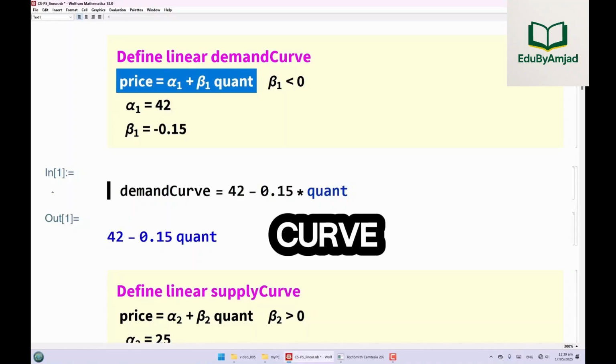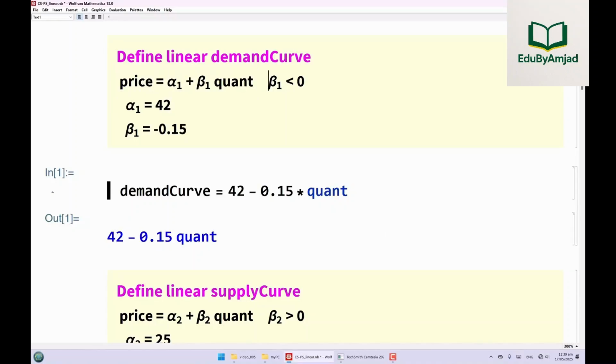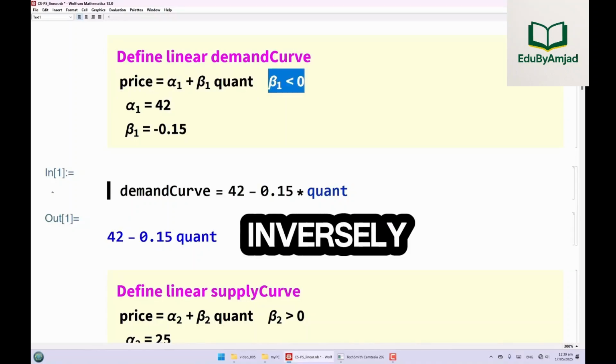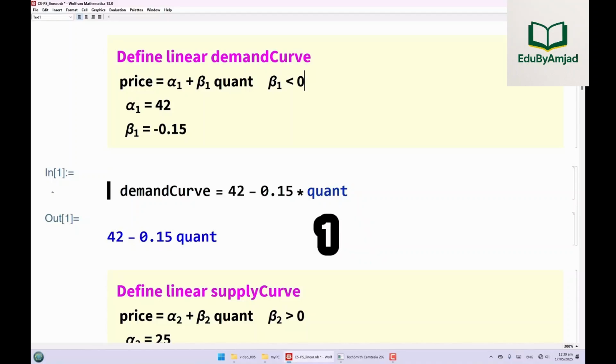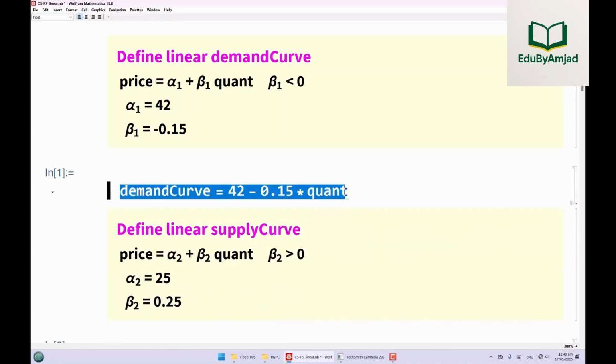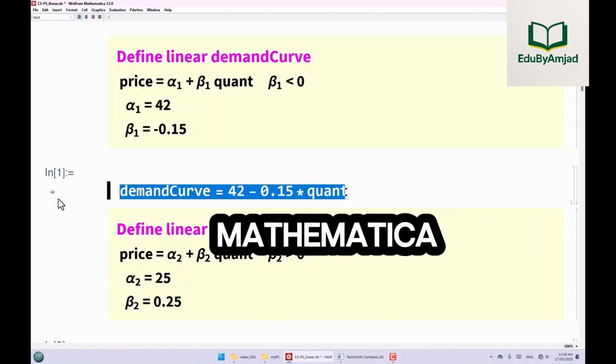Define the demand curve. As price and quantity are inversely related, therefore beta 1 must be negative. We assume here beta 1 is minus 0.15. Intercept: alpha 1 is 42. Define the same in Mathematica.